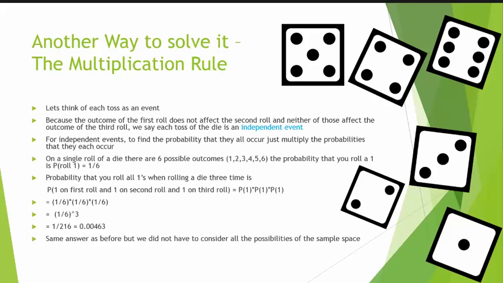So we understand that the probability that you roll a 1 is 1/6, and then on the second roll, again 1/6, and on the third roll we want a 1, so it's 1 out of 6. You multiply those out: 1/6 to the third power. Simplified, that's 1 out of 216, which is 0.00463. That's the same answer as we got before, but we didn't have to consider all the possibilities of the sample space, which was a little bit mind-boggling.